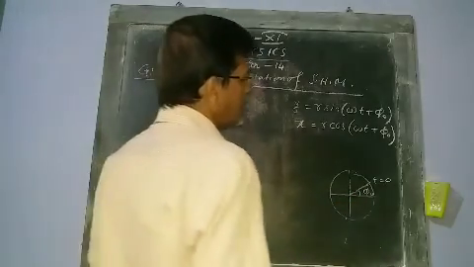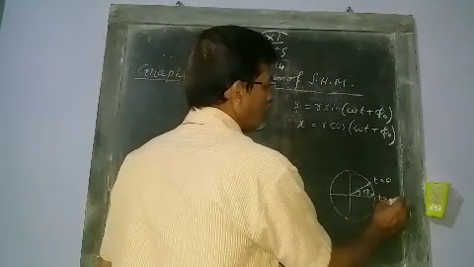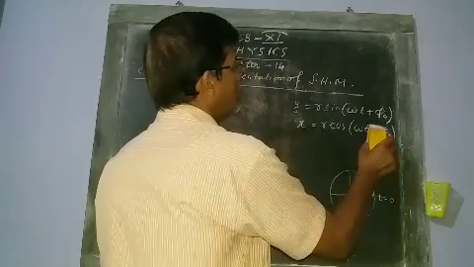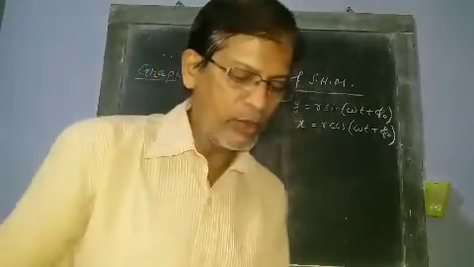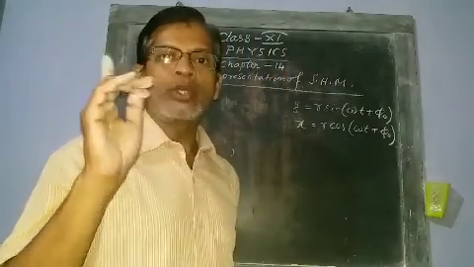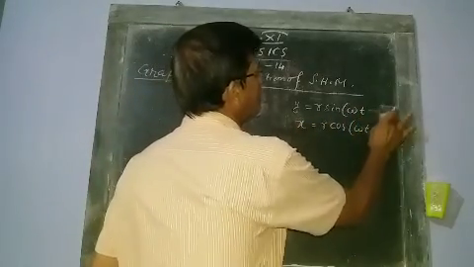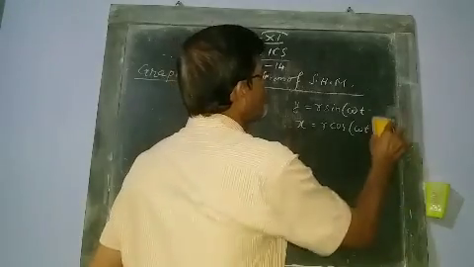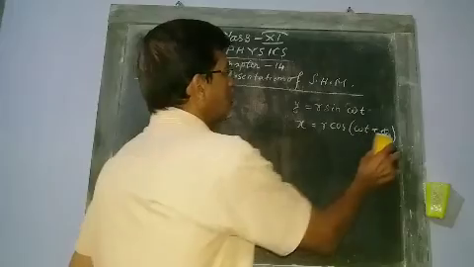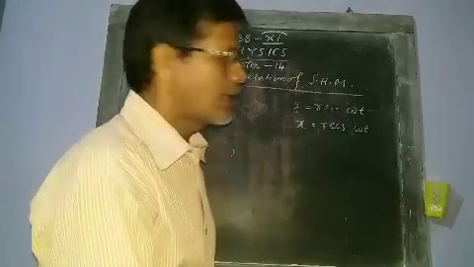So suppose the initial phase is 0, that means time is measured from this position, t equal to 0. Then what will we get? The equation will be shifted. The equation will be like this one. Suppose there is no initial phase, then the equation will be like this. Clear?